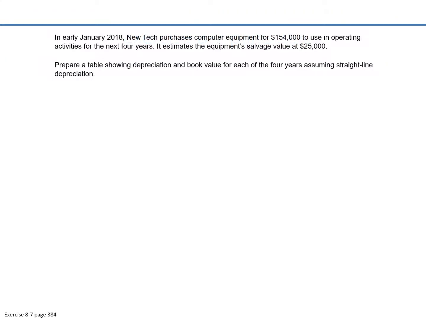All right, exercise 8-7. In early January, Tech purchased computer equipment for $154,000 to use in its operating activities for the next 4 years. It estimates the equipment's salvage value to be $25,000. They want us to prepare a table showing depreciation and book value for each of the 4 years, assuming straight line depreciation.